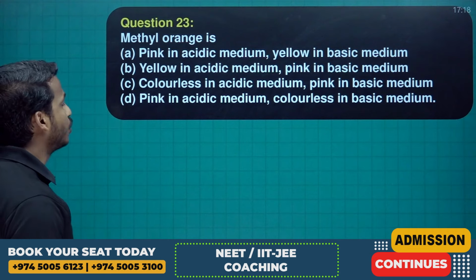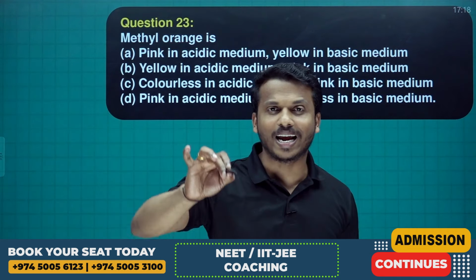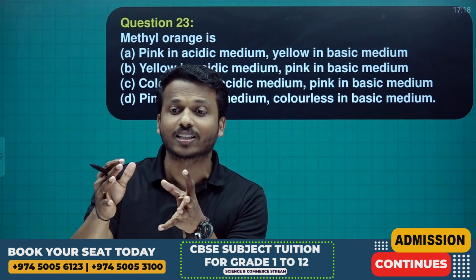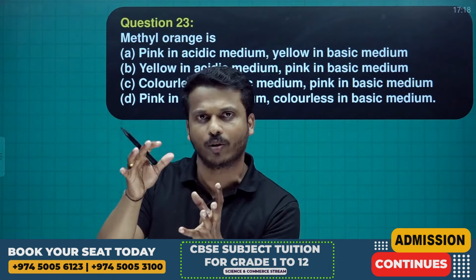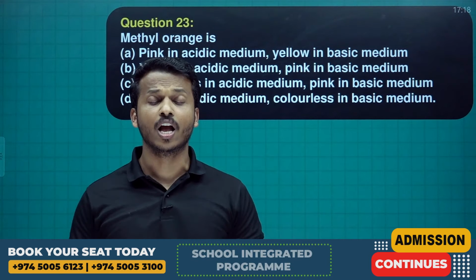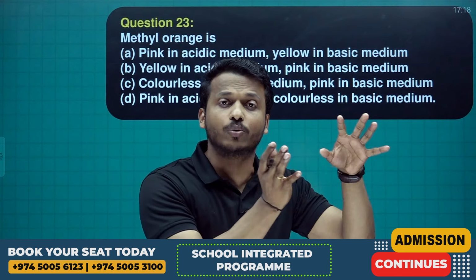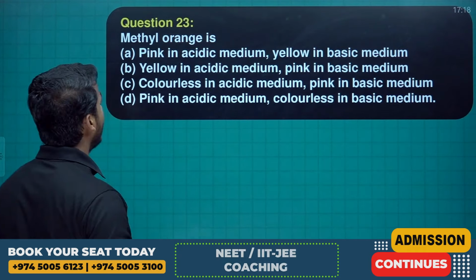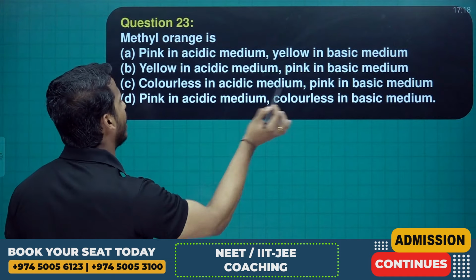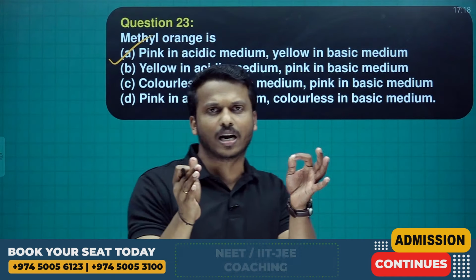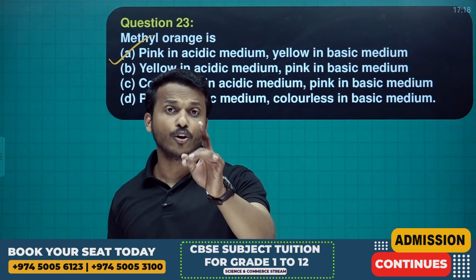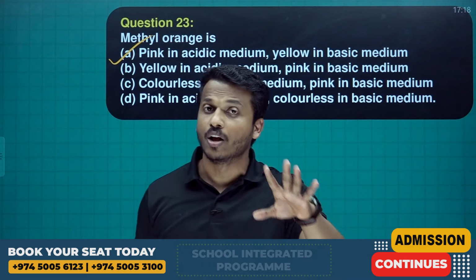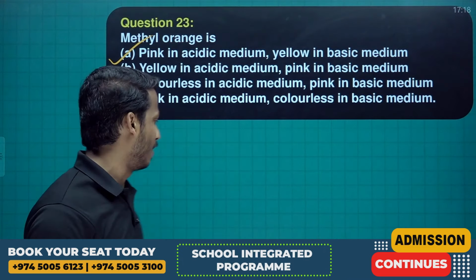And methyl orange, do you remember the color change we studied? In acid, methyl orange gives a red, almost pink color. In basic medium, methyl orange gives a yellow color. So methyl orange is pinkish red in acidic medium and yellow in basic medium. Phenolphthalein is colorless in acidic medium, whereas in basic medium it gives a pink color, right?